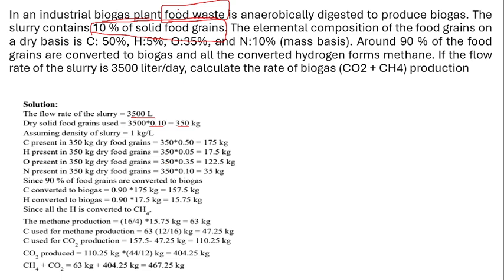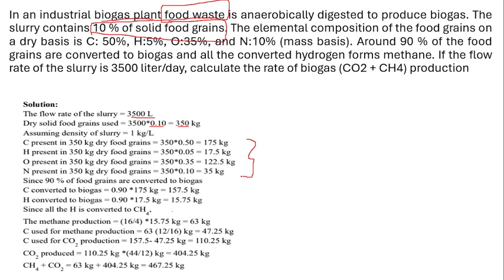Okay. Again, the oxygen is 35 percent. So 350 into 0.35 is 122.5 kg of oxygen. Nitrogen is 10 percent. So 350 into 0.1 is 35 kg of nitrogen in the given quantity of food grain. Now, if you add all this together, it will give you the 350 kg.